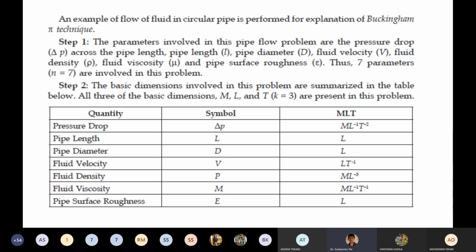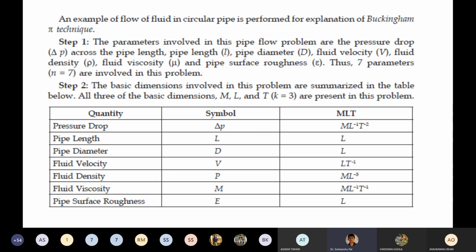Suppose you take an example of flow of fluid in a circular pipe in the explanation of the Buckingham pi theorem. Now we will take an example and try to understand how it is related to the Buckingham pi technique, so that you can go for non-dimensional numbers. The parameters involved in this pipe flow problem: there is a pressure drop across the pipe length. When a fluid is flowing through a pipe, there should be a pressure gradient, because that is the driving force. That is del p, called the pressure drop across the pipe length.